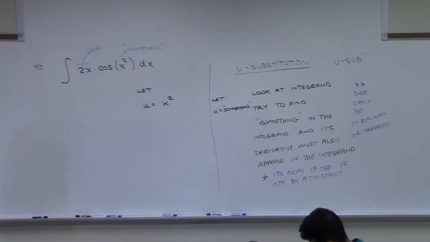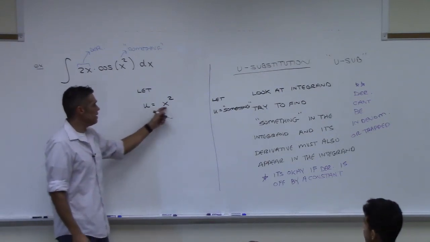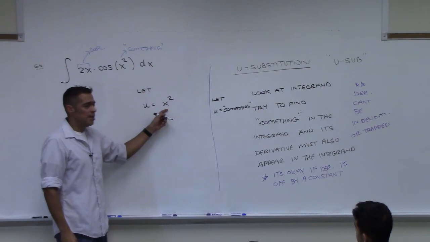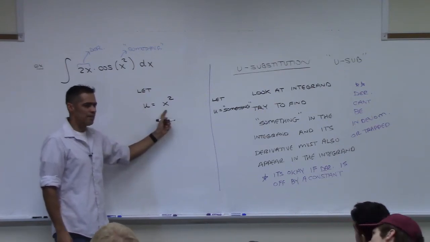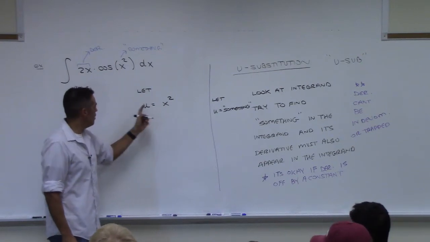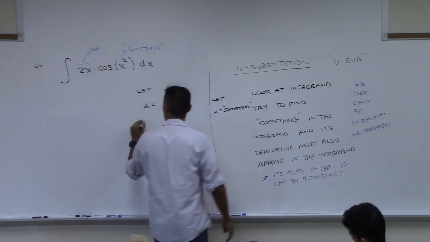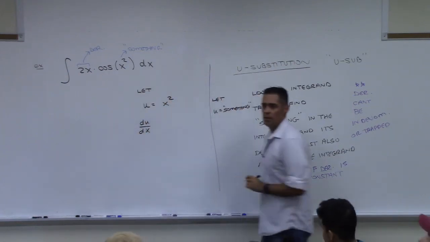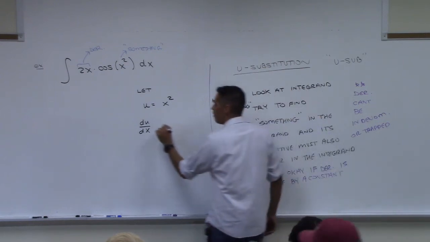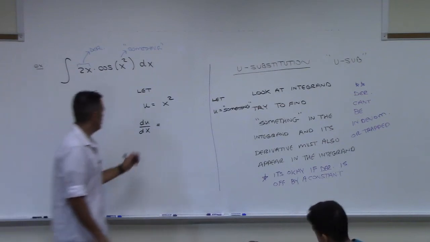So I'm letting u be equal to the something. Now, what we're going to do every single time you do u substitution, as soon as you let u be equal to whatever you want it to be, you're going to differentiate both sides implicitly with respect to x. So what is the derivative of u with respect to x? du/dx. And what is the derivative of the right side with respect to x? Just 2x, right?